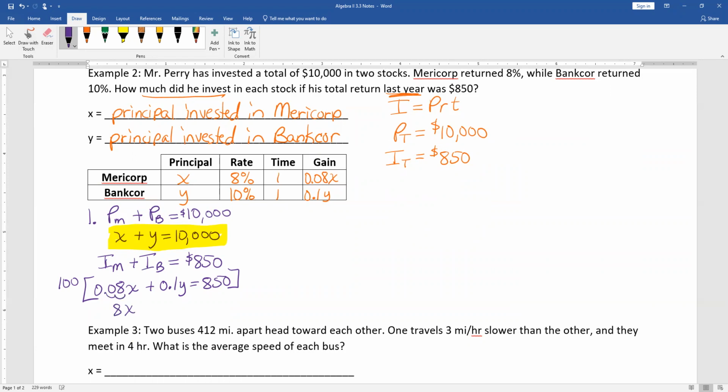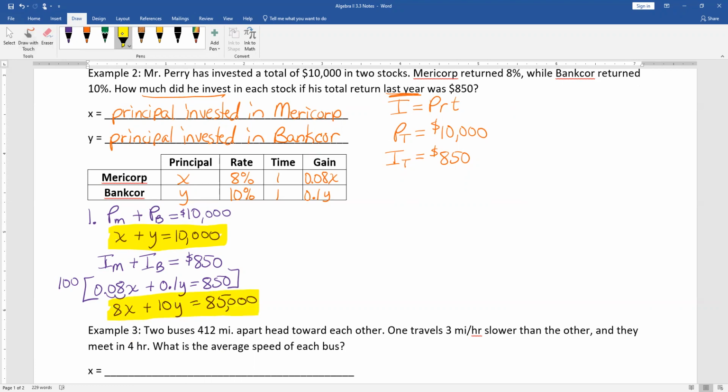So that makes this 8x plus 10y, right? Because that moves twice. So we got to annex on a 0, equals 8, 5, and then I'm adding 2 more zeros. So 85,000. All right. So there's my second equation in this system.